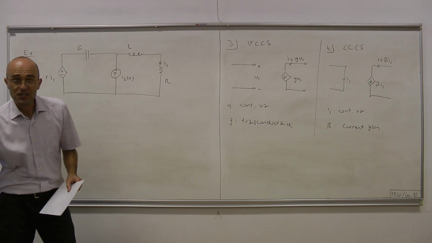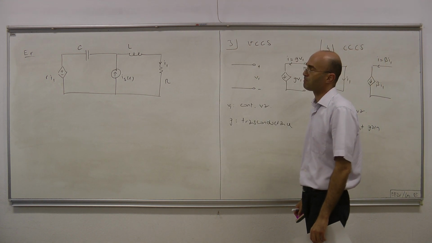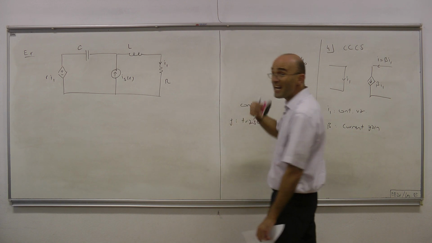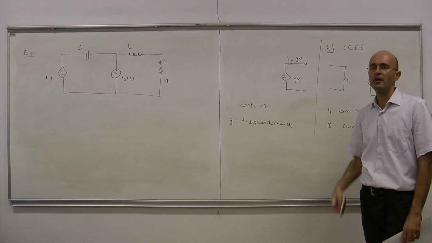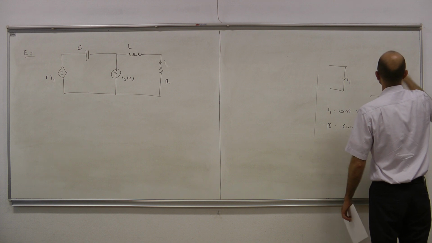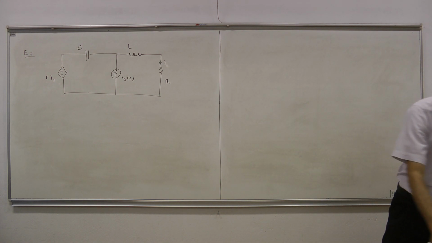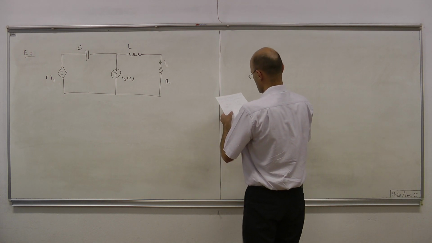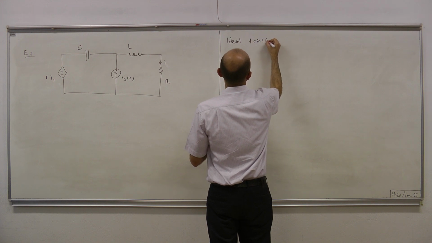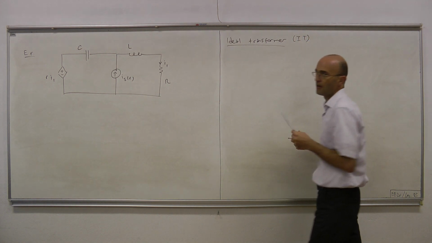Now the last component remaining for today is the ideal transformer. Let's also talk about it briefly, and once we encounter the ideal transformer, we will remember its properties. This is our last component for today, the ideal transformer. Sometimes we use the abbreviation IT.